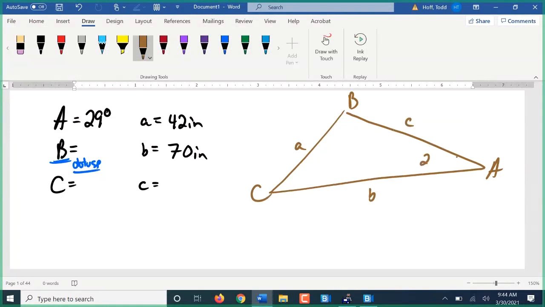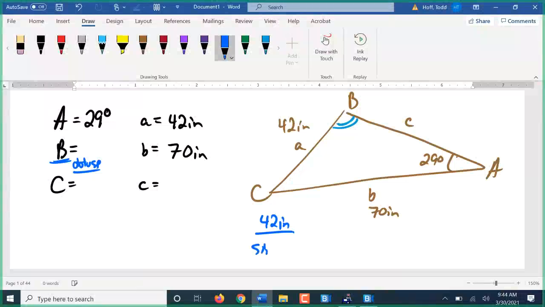Here's angle A of 29 degrees, side B of 70 inches, side A of 42 inches. And we see angle B is going to be an obtuse angle. So we go to solve this. It's still just law of sines.